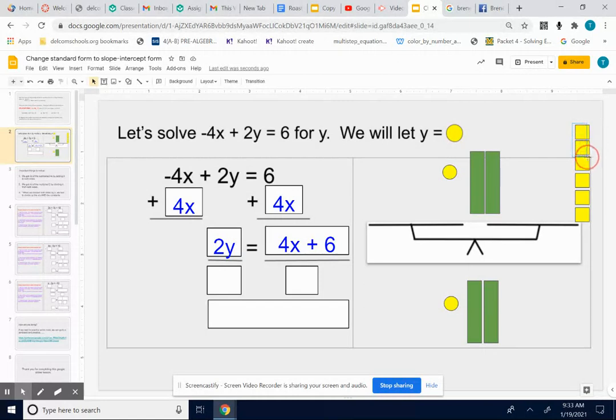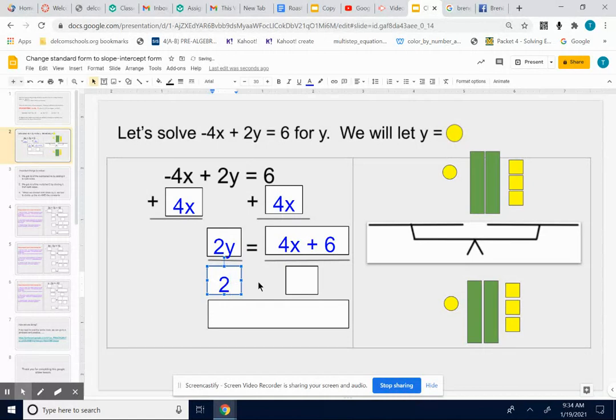Oops, got too many. Because I want to split up everything. I want to split up everything. So I can tell by my visual here that each y is equal to 2x plus 3. So I divided each side by 2, and that left me with y equals 2x plus 3.